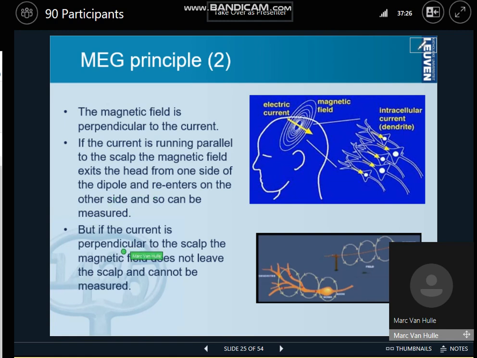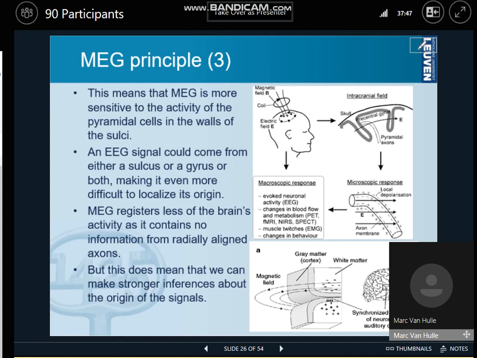So it means if the current is perpendicular to the scalp, as in the case of these pyramidal cells that we refer to in the case of EEG, then these magnetic fields will stay in the brain and cannot be measured by these magnetic sensors. So in a nutshell, I'm on slide 26 now, MEG is going to be more sensitive to the activity of pyramidal cells in the walls of the sulci.